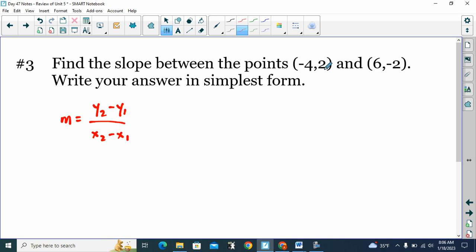Next thing we're going to do is label our points. This is the x value of my first point. This is the y value of my first point. X sub 2, y sub 2. And now we plug things in where they belong. Y sub 2 is negative 2, minus, from the formula, y sub 1. Y sub 1 is 2, over x sub 2, which is 6, minus x sub 1, which is negative 4. So we have 6 minus negative 4. Minus negative, we're going to change that to plus.